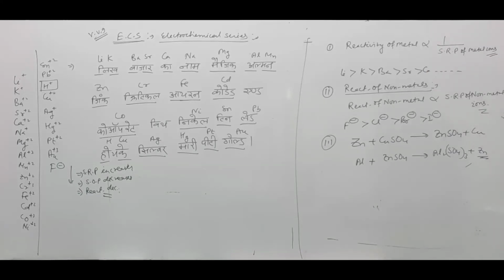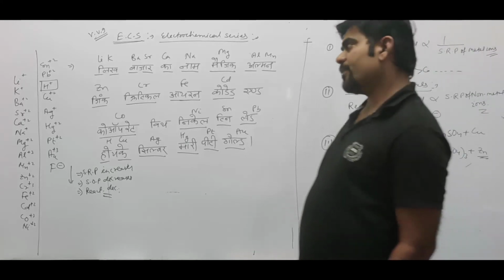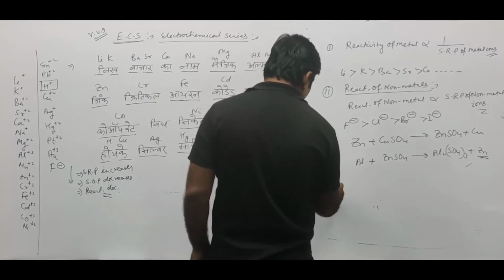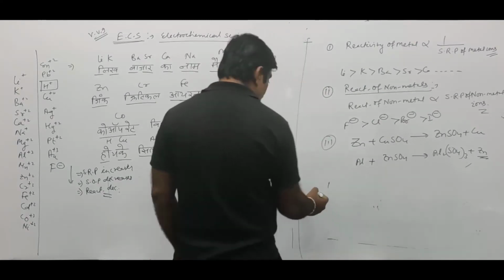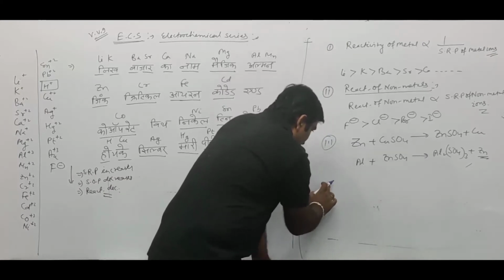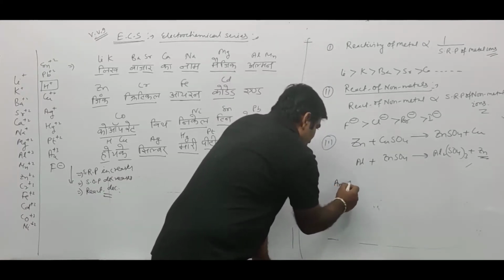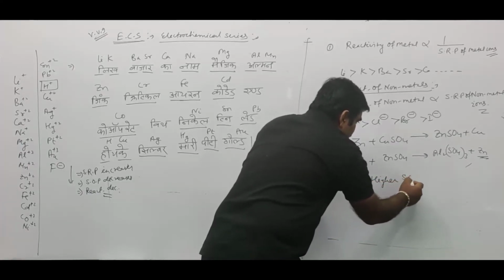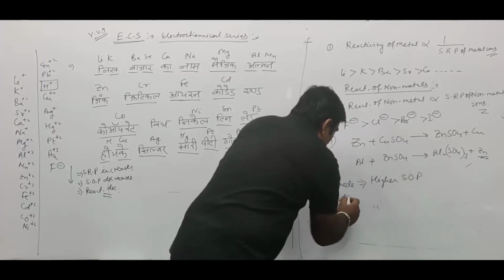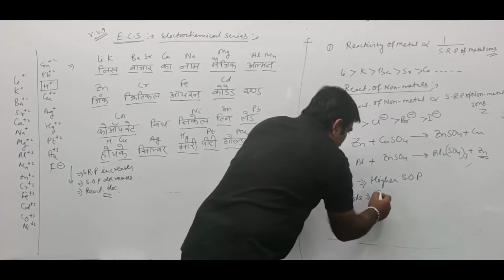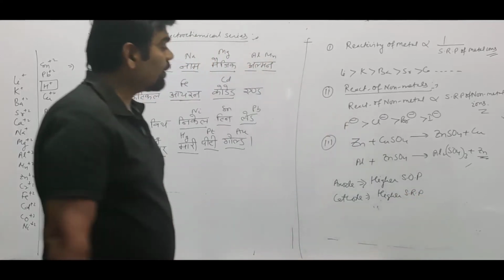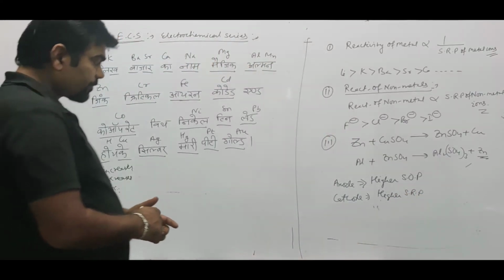Okay, next, to explain the cathodic and anodic compartment. Anode must be of higher value of SOP, and cathode must be of lower value of SOP, that is, higher value of SRP. Cathode must be of higher SRP, anode must be of higher SOP.